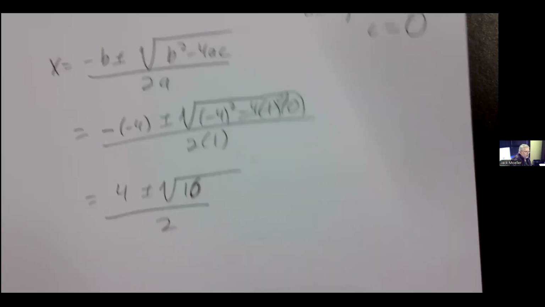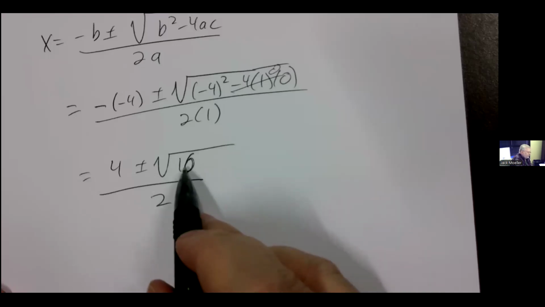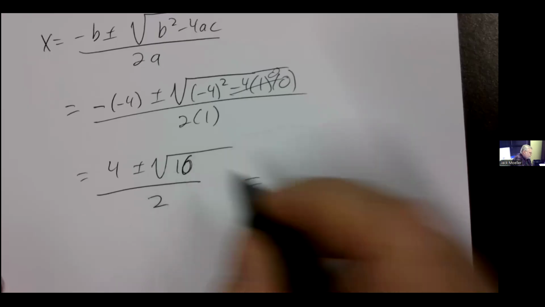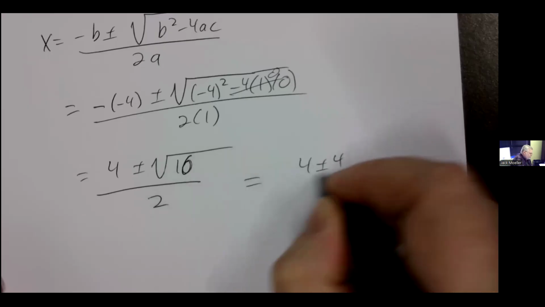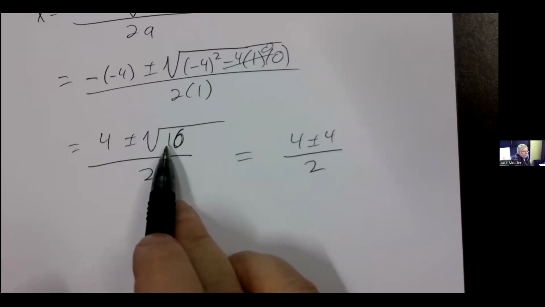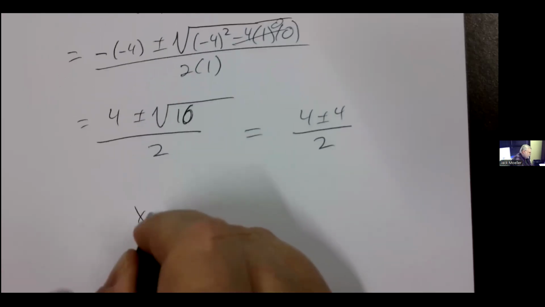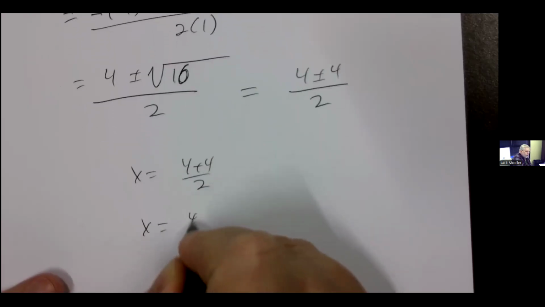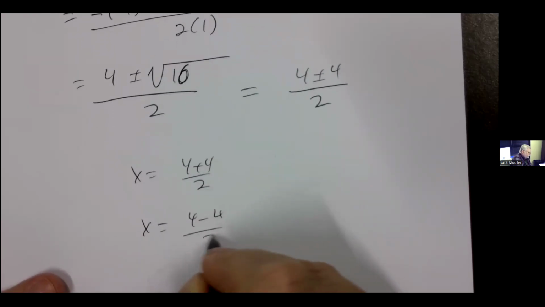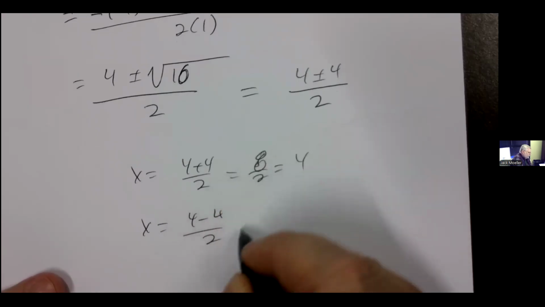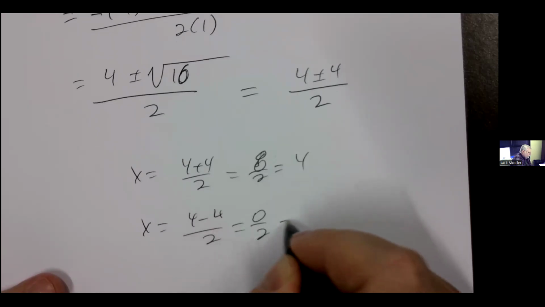And then we can square. So we're getting 4 plus or minus the square root of 16 over 2. Now we simplify the radical. The square root of 16 is 4. So again, we have a whole number, and so now we split this up into two parts. x equals 4 plus 4 over 2, and x equals 4 minus 4 over 2. We get 8 over 2, which is 4, and 0 over 2, which is 0.